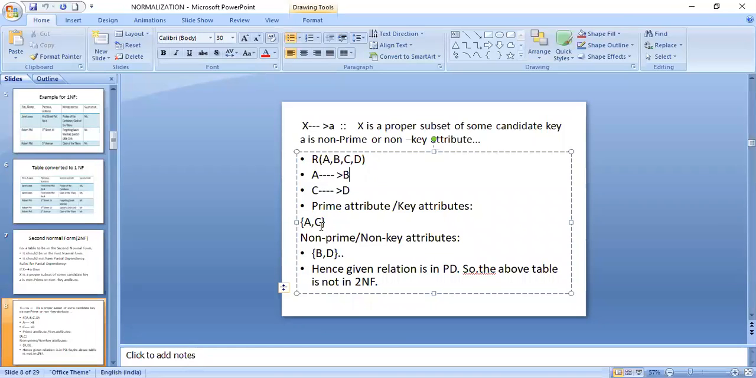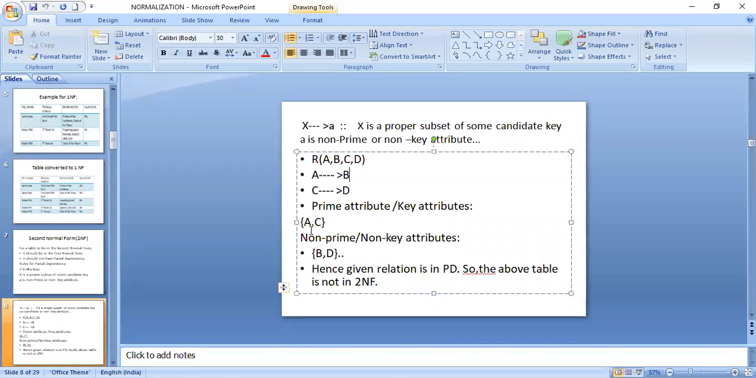So by using AC, are we able to attain all the other attributes of the relation? For that, you should know the closure of AC. When identifying the closure, you write it as AC plus. From A, you will reach B, and from C, you'll reach D. That means AC, when we consider it as an essential attribute, is able to attain all other attributes. As a result, I can say that AC is a candidate key.